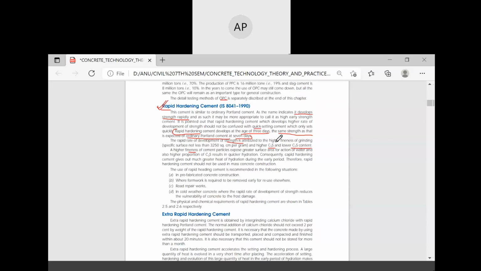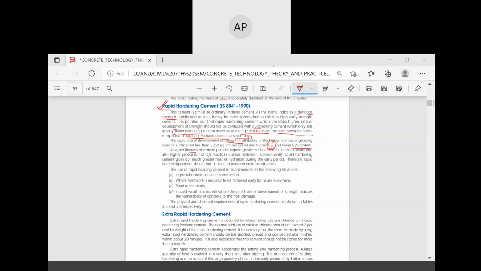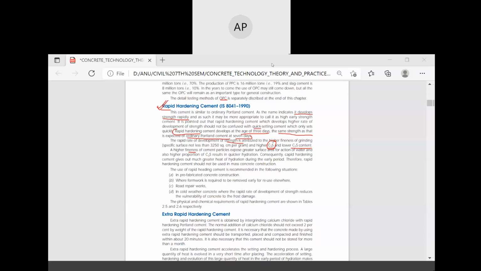Okay. What is C3S? Can anyone tell me what is C3S? Tricalcium silicate. Tetracalcium? Tetracalcium or tricalcium silicate?